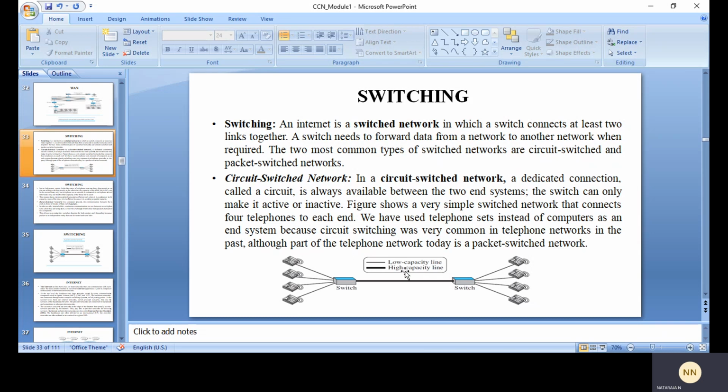Here we have a low capacity line and a high capacity line. Why? As we discussed in the previous videos, the switch is connected to the telephone by a single, independent connection for each telephone. But switch to switch, it is connected by the high capacity line, because it will convey the information of all 4. On the transmitting or receiving side, it is only one communication, only one connection. That is why we use a low capacity line, or a normal wire, a cable. That is the difference between a low capacity line and a high capacity line.